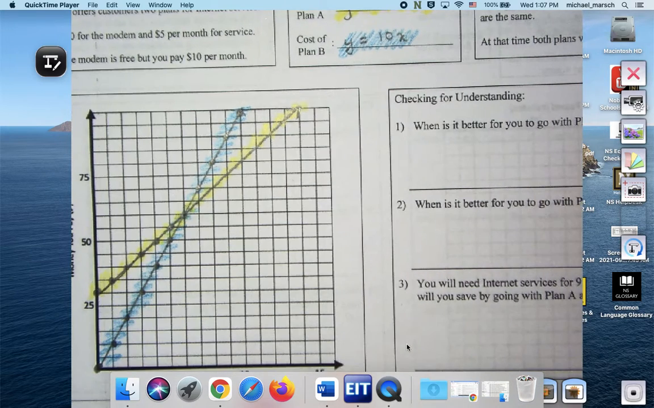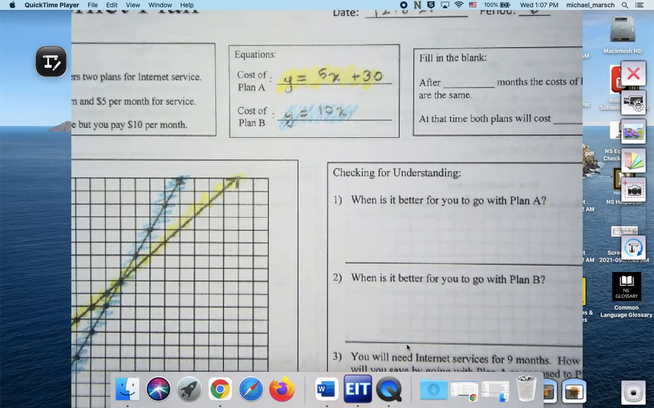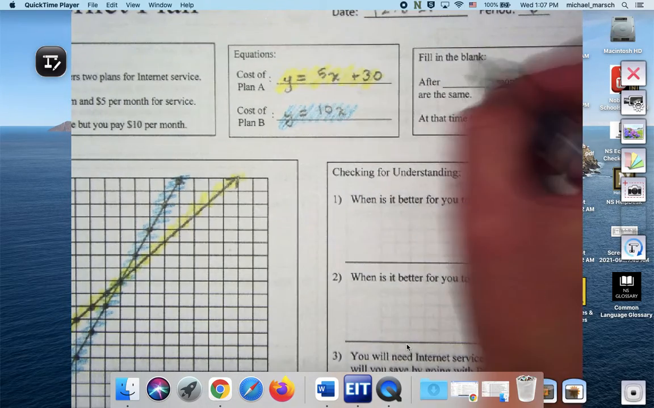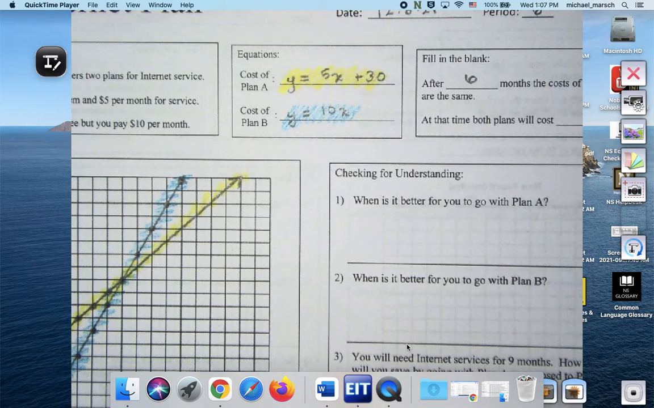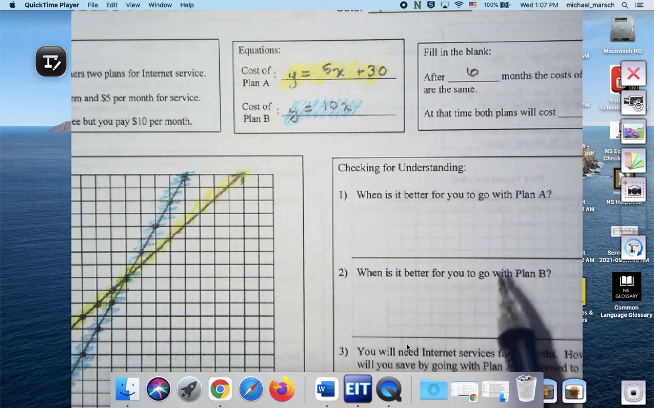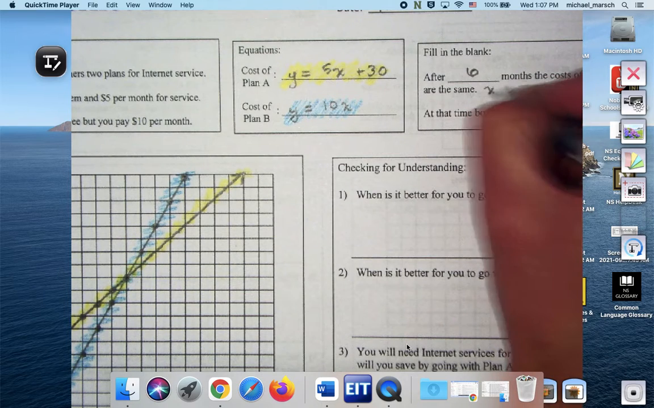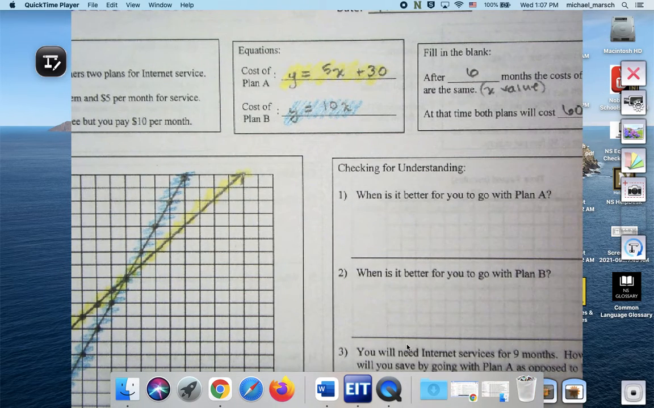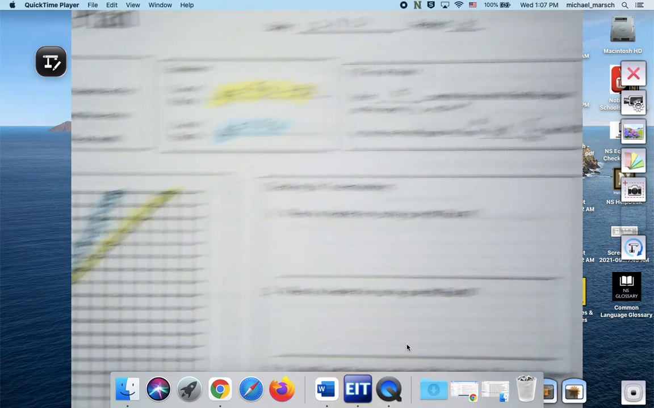After how many months the cost of both plans are the same? Somebody said it. 6, right? Because that's my X value. At that point, both plans will cost, yep, $60. Okay, so this is my X value. This is my Y value. A little dollar sign there.